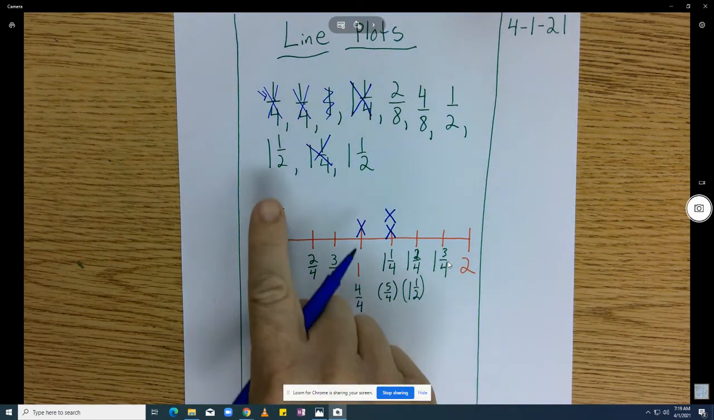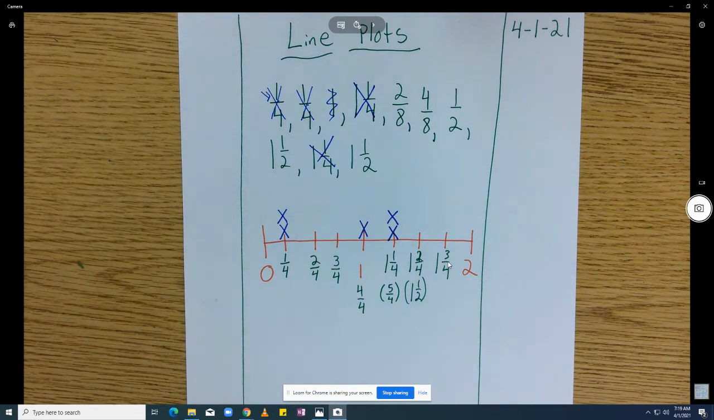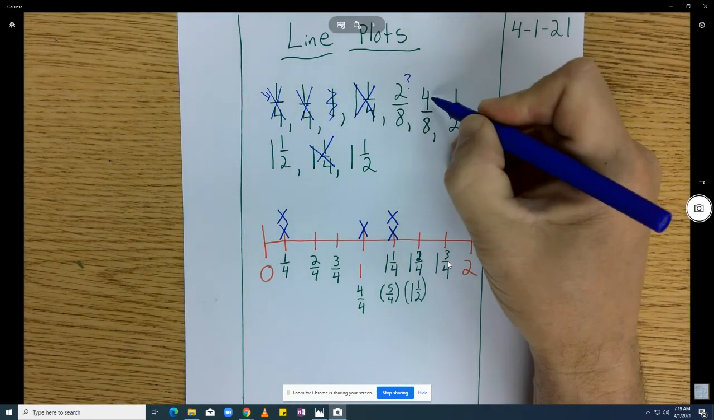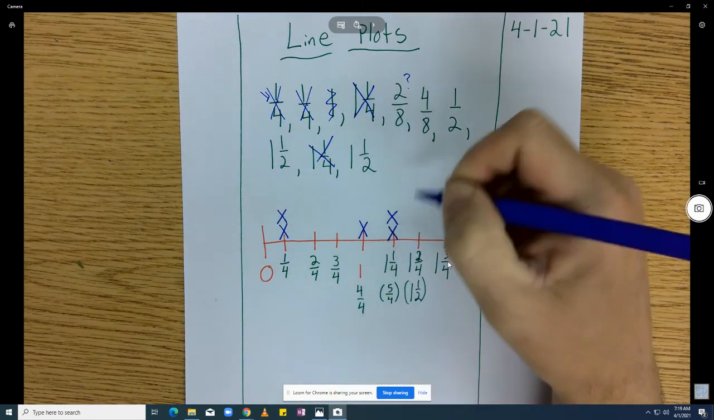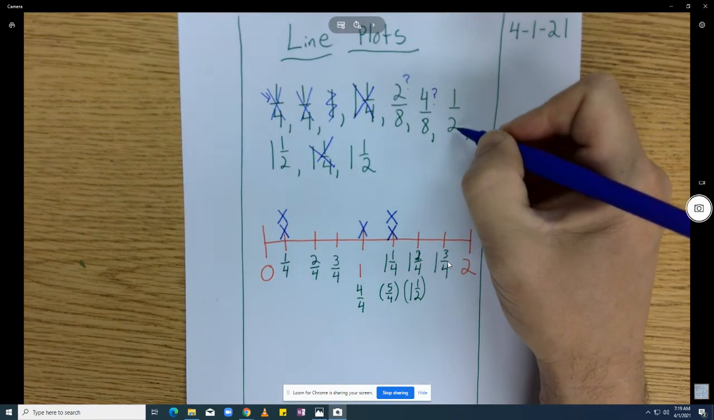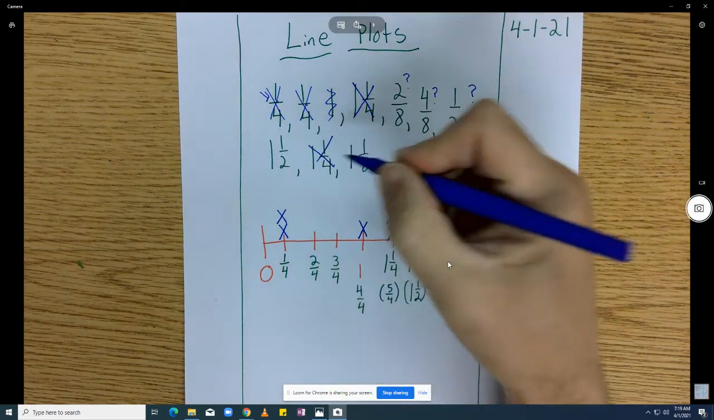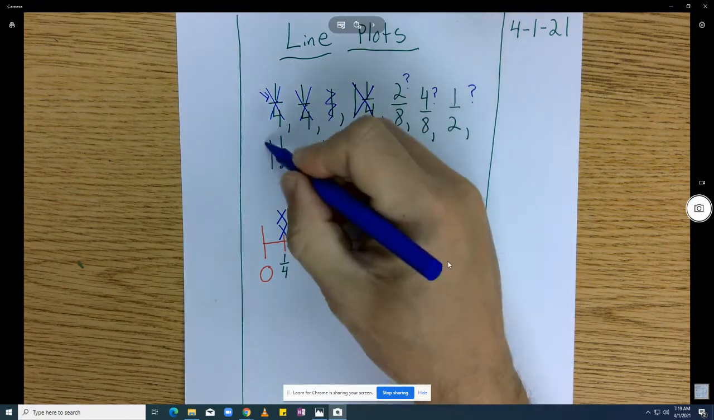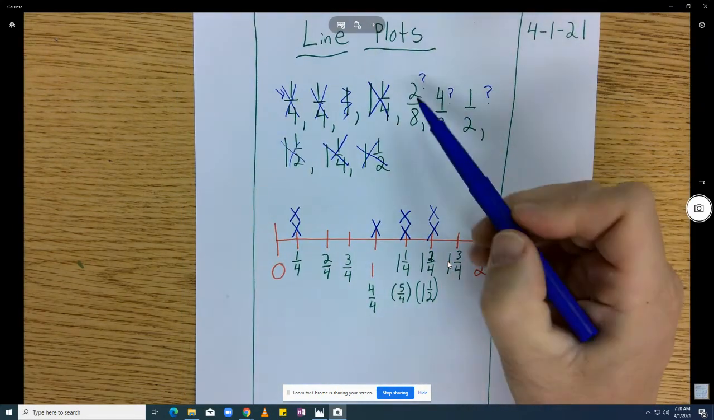How many 2/8? Uh-oh, there are no eighths. So I'm going to leave that one. That seems confusing right there. So I'll put a question mark. How many 4/8? I don't see any eighths. I only see fourths. Question mark. Uh-oh. How many 1/2s? Actually, I don't see any 1/2s either. I only see fourths. 1 1/2. Oh, I do see one of those. And another 1 1/2. See? So what do I do about these three?